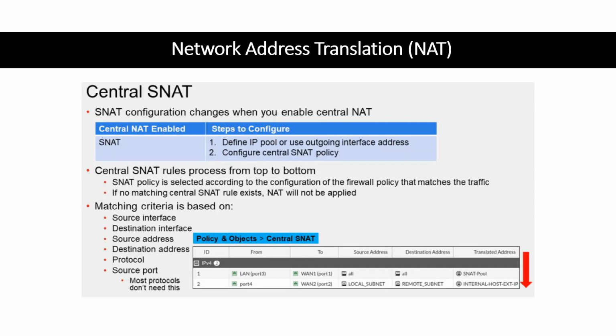Just like an access control list, the central NAT policy list operates from top to bottom. As soon as the FortiGate sees traffic from the firewall policy that matches the central source NAT policy, it says, this is where I have to react and perform an action.